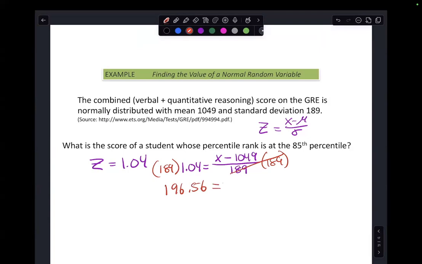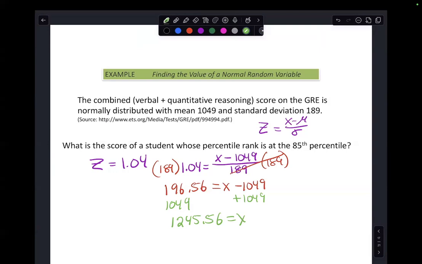196.56 equals x minus 1049. Now I can add 1049 to both sides. I have 1245.56 equals x. So I scored about a 1245.56 on that GRE. Bet you're looking at this saying, I really don't want to have to do this math for everything. Thank goodness you don't have to.